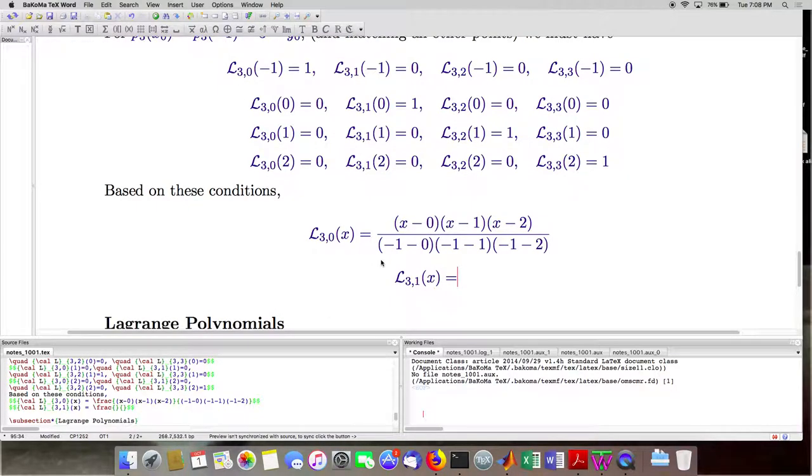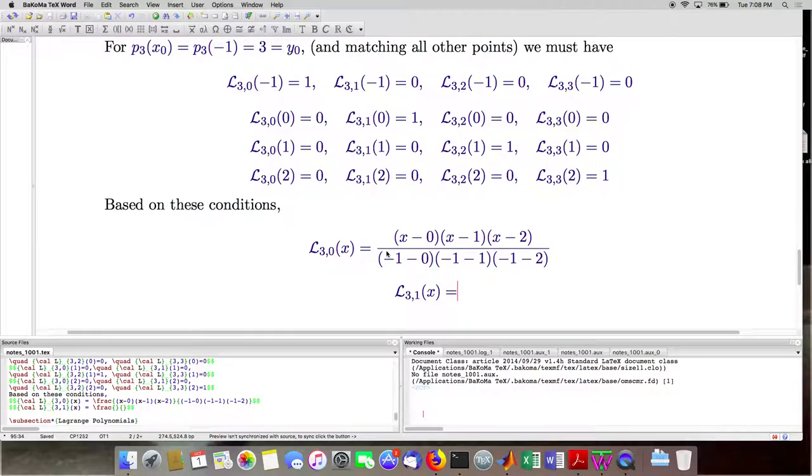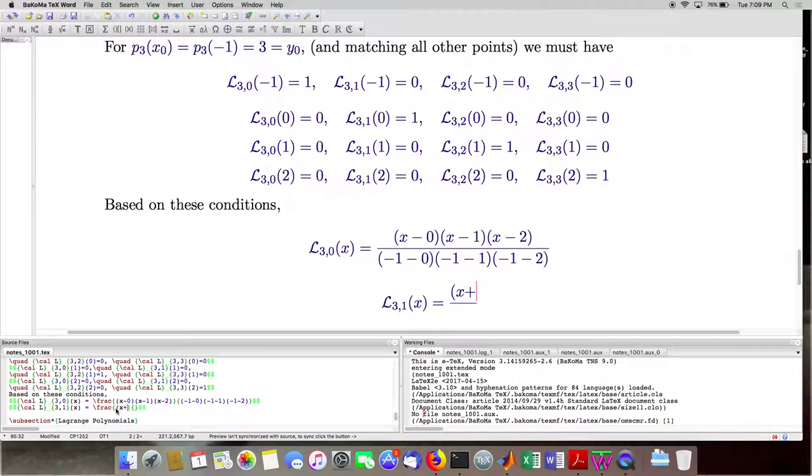Okay. So now I move to this column. To make sure that the four conditions are satisfied, that it's equal to 0 at these three points but equal to 1 at this point, following what was done here, what should I put here? X plus 1. X minus 1. X minus 2. Yes, at the three points where it's supposed to be 0, minus 1, 1, and 2, those are the roots. So now these three conditions are satisfied.